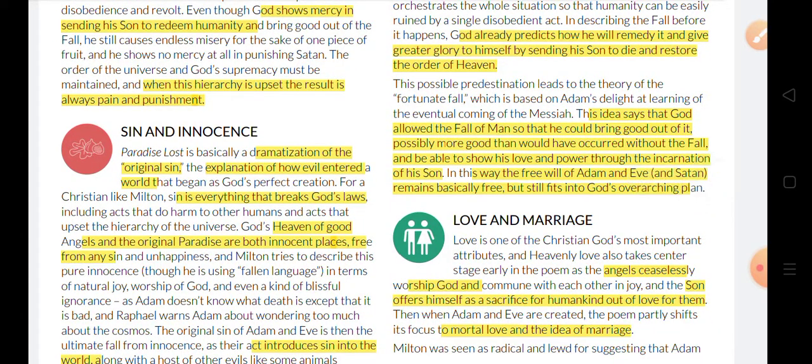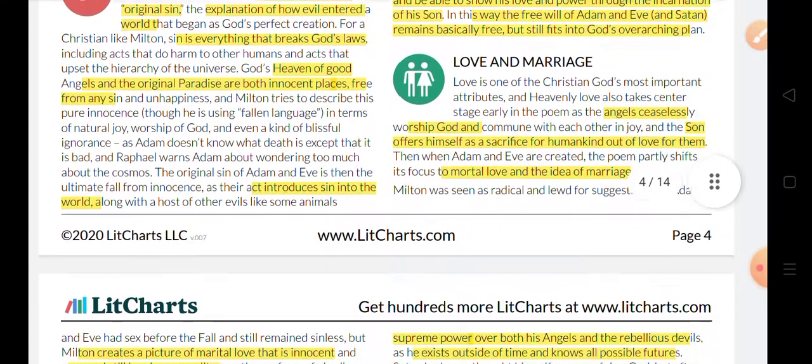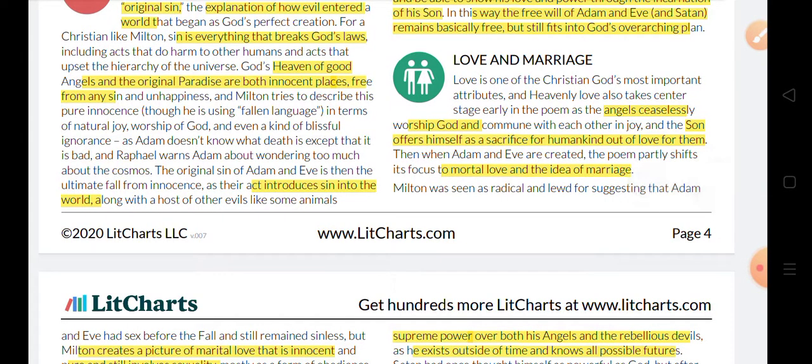And the idea says that God allowed the fall of men so that he could bring good out of it, possibly more good than would have occurred without the fall, and be able to show his love and power through the incarnation of his Son. And in this, the free will of Adam and Eve, and also that of Satan, remains basically free and still fits into God's overarching plan. And then another important theme is the theme of love and marriage.